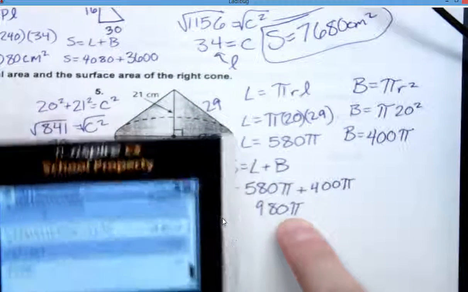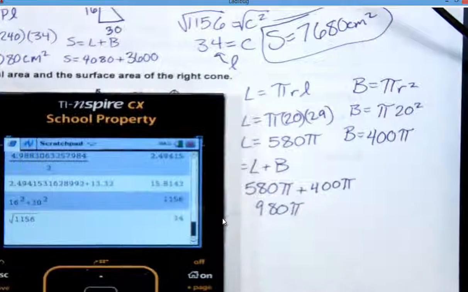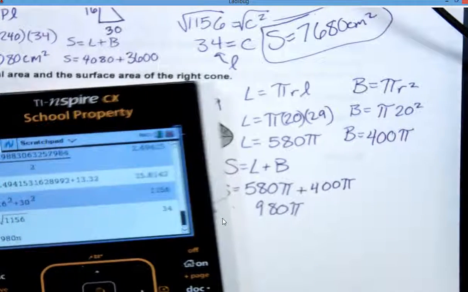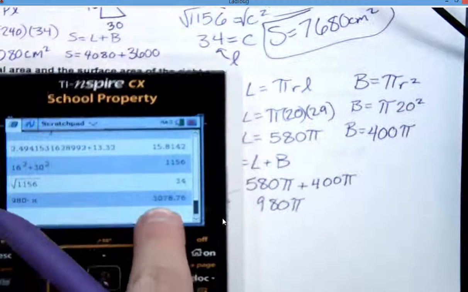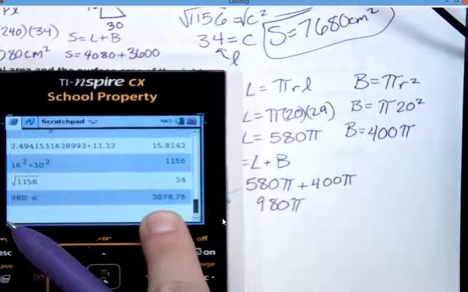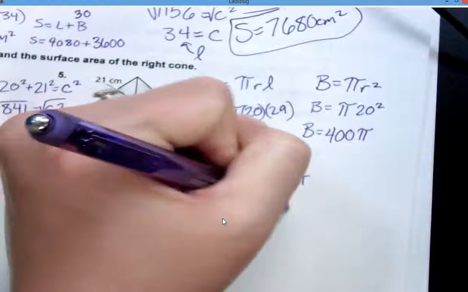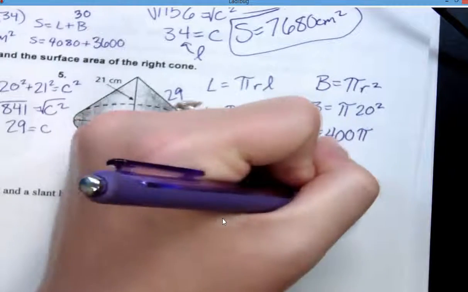So we add those together, we get 980 pi. Now is when we would put that in the calculator to get a decimal answer. 3,078.76. Okay. 3,078.76 centimeters squared.